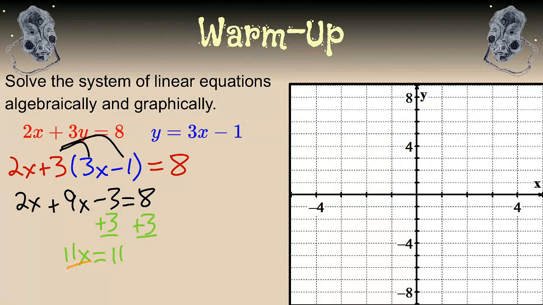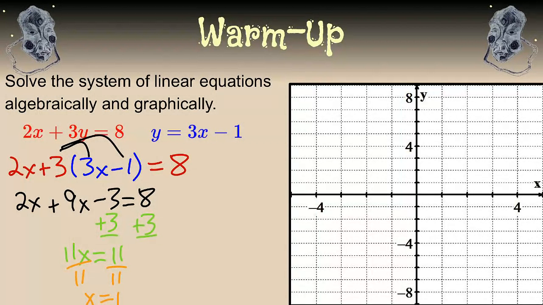Dividing both sides by 11 to isolate my x. There we go. x equals 1. So that is my x value for the solution to the system of equations.